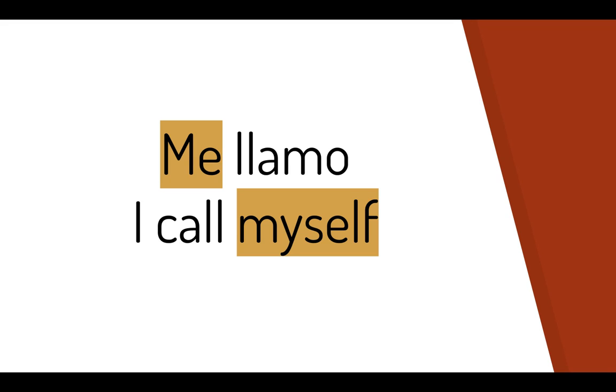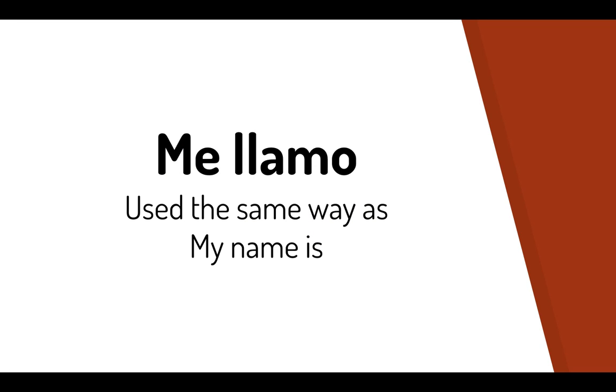That's because Spanish is not always a word-for-word direct translation of English. Sometimes it is just a representation of things that mean the same thing. Me llamo is used the same way as my name is. Me llamo Marta. Me llamo Ana. Me llamo Carlos. Me llamo Raúl. My name is, and fill in the blank.